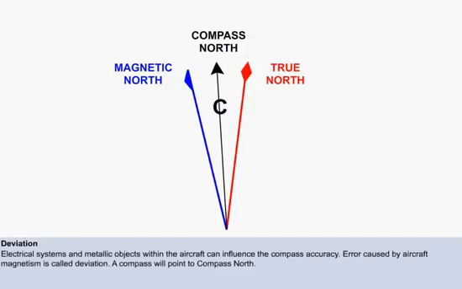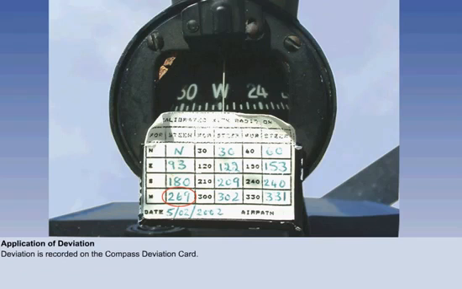However, compass north is not a geographic location. It is merely magnetic north that is affected by local magnetic influences within the aircraft. Deviation is calculated and applied to the magnetic heading to obtain compass heading. It is usually quoted in degrees east or west, but can also be referred to as either positive or negative.